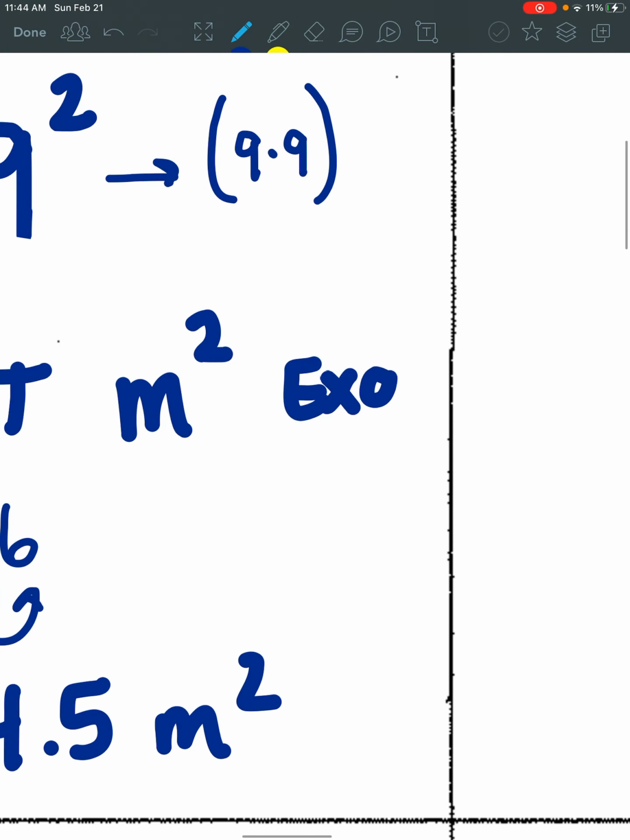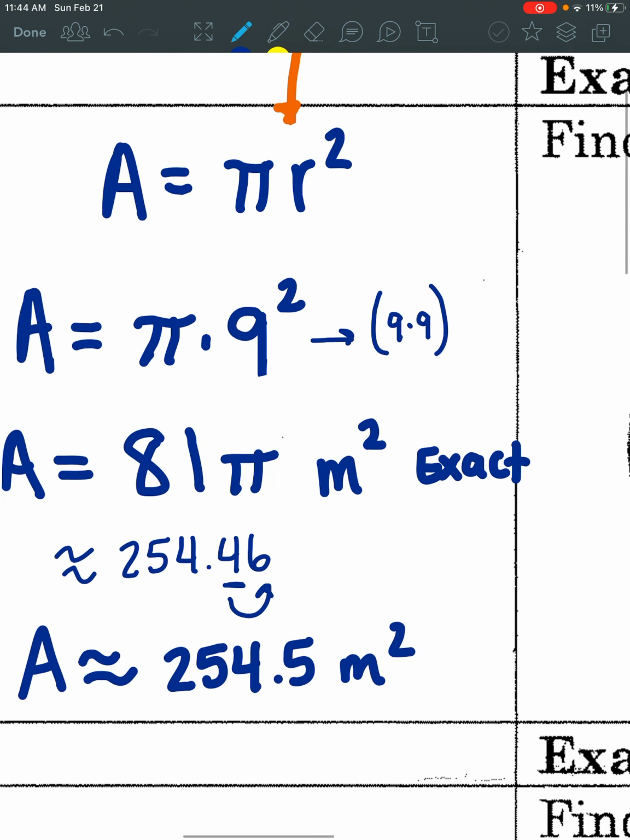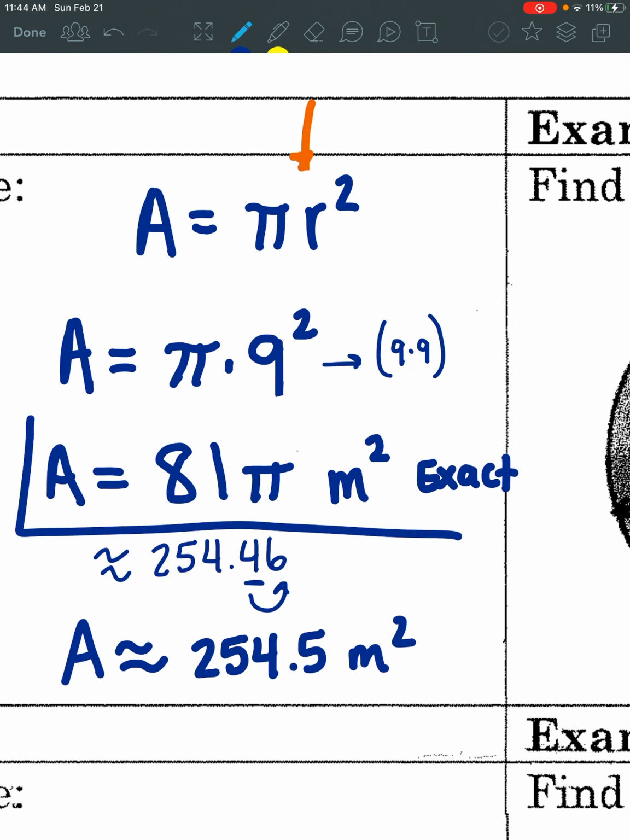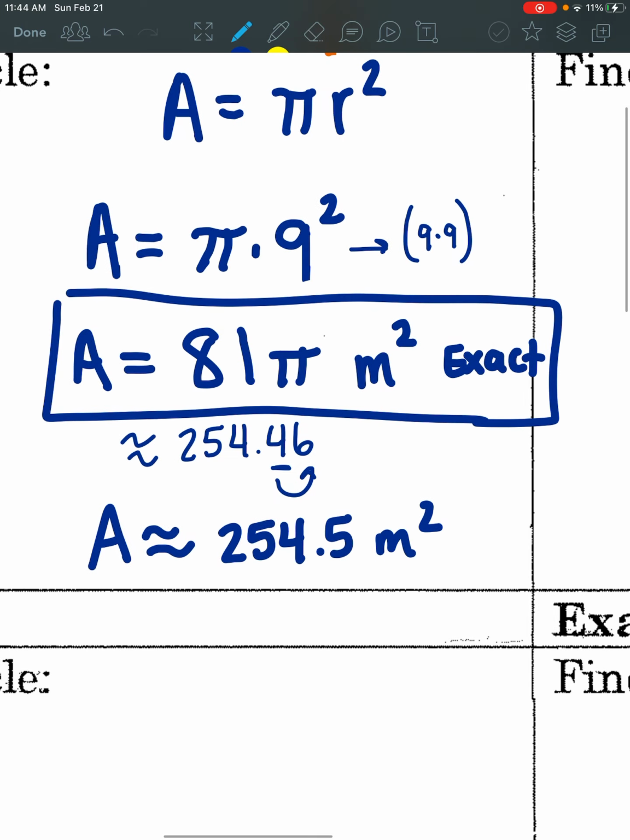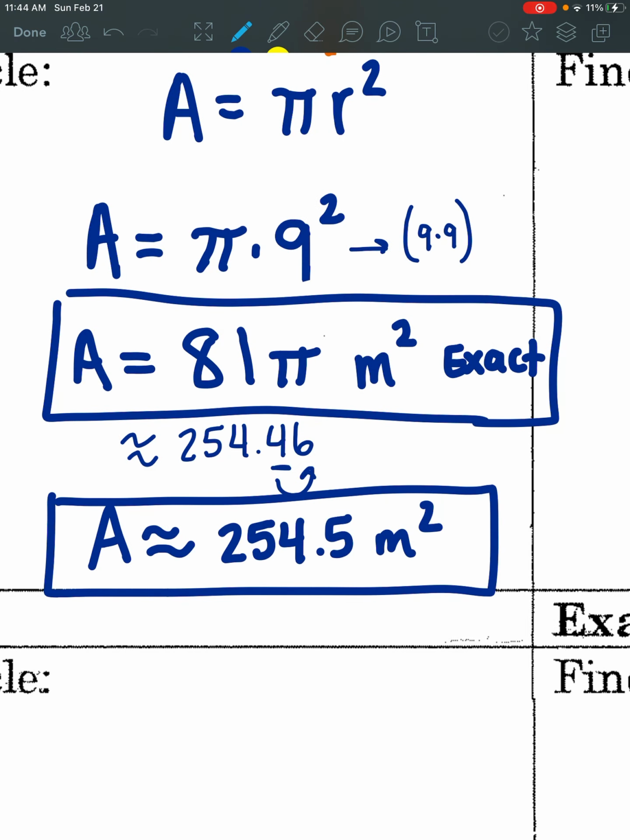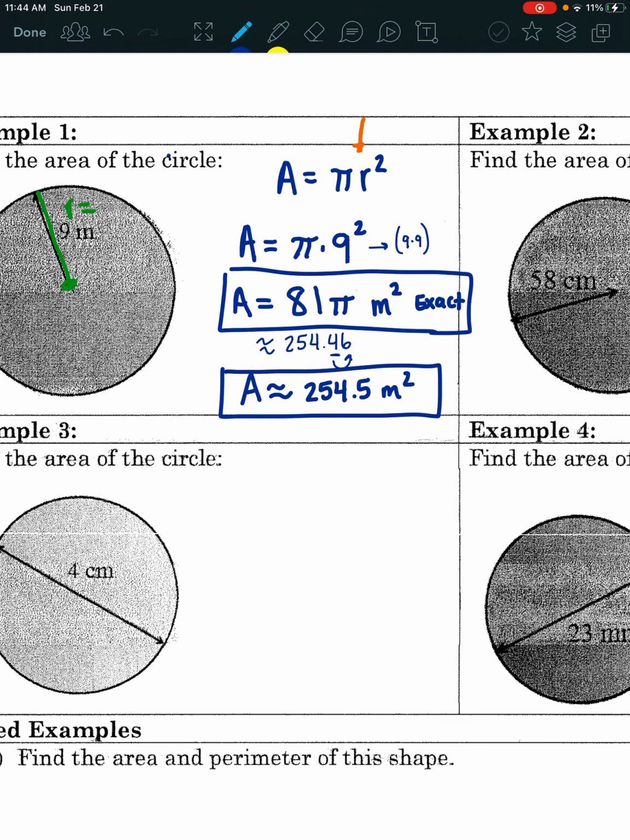So again, kind of two answers here. Always read your instructions to figure out, do we want an exact area, or it will say use pi in your answer, or it will tell you to round. So there are two area answers.